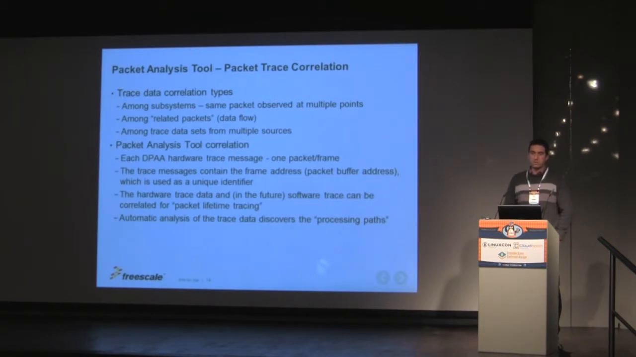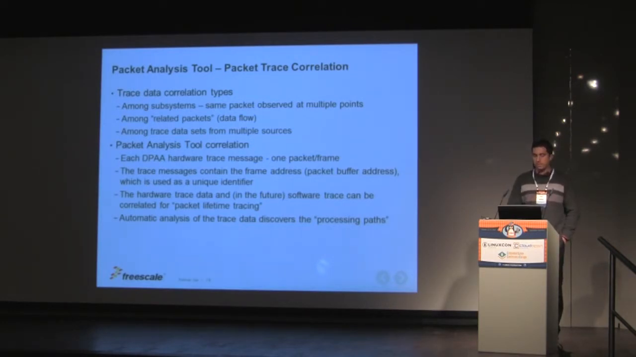Now, when it comes to how we have dealt with this problem, the answer is pretty straightforward, and that is the hardware trace. We get one trace message, as we call it, for every single packet that we trace. And each of these trace messages contains the address where the packet was stored in the system's memory. And that can be used as a unique ID. And by using this unique identifier for the packets, we are able to achieve this correlation of the data that comes from different sources, but which refers to the same exact packets.